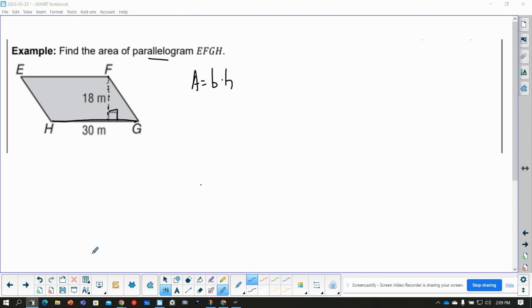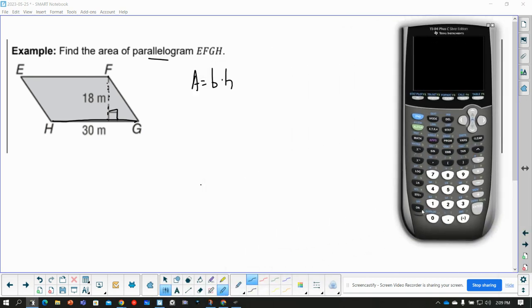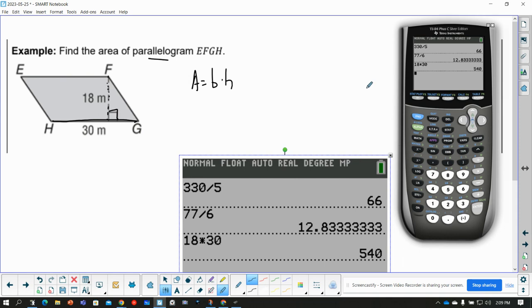And let me pull up my calculator here. Got it on the wrong screen. Let me drag it over here for you. All right, let's set it right there, turn it on. And so base times height, 18 times 30 is 540. So the base is 30, the height is 18, the area equals 540. And since it's area, it's going to be in meters squared.